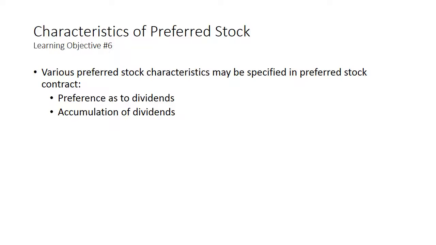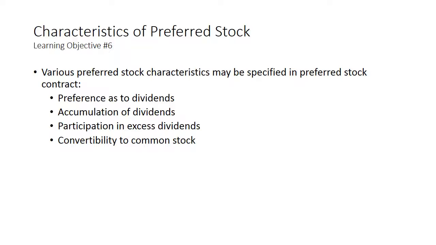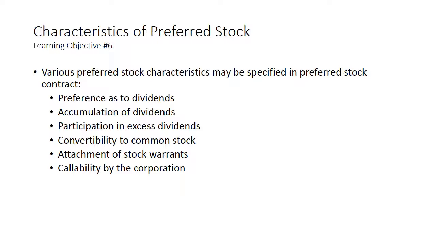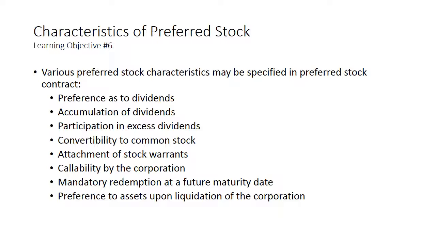They also may accumulate dividends. They're called cumulative dividends. They may participate in excess dividends if there's any option to. They may have the ability to convert their preferred stock to common stock. They may have a special attachment or stock warrant attached to their preferred stock. The corporation may have the ability to call back the preferred stock, just like a bond. There may be a mandatory redemption of preferred stock, kind of like a liability would, at a future maturity date.